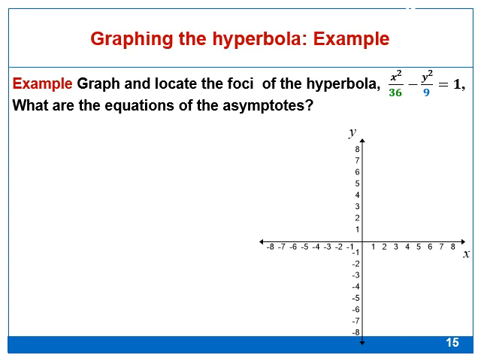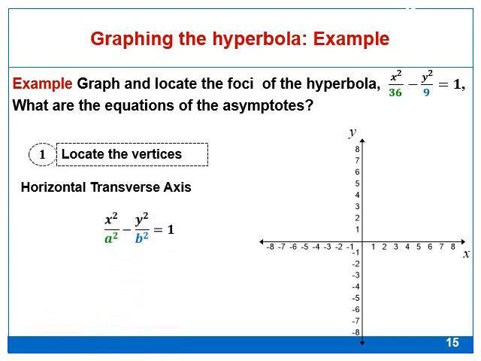Now we would like to apply these graphing steps on this hyperbola. This hyperbola is in a standard form, where the x squared term is positive, so it has a horizontal transverse axis. It can be compared to this equation, where usually you put the a squared under the positive term and put the b squared in the denominator of the negative term. So a squared would be equal to 36, giving a equal to 6, and b squared is 9, so b will be equal to 3.